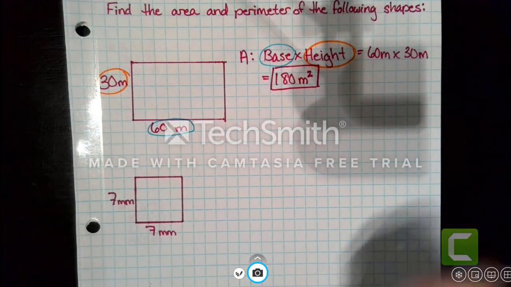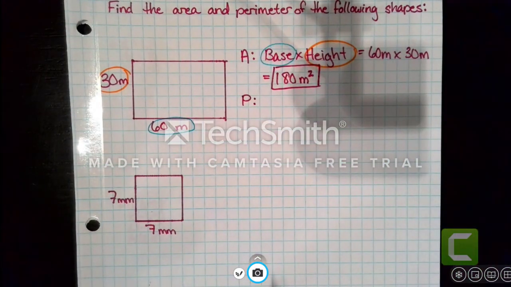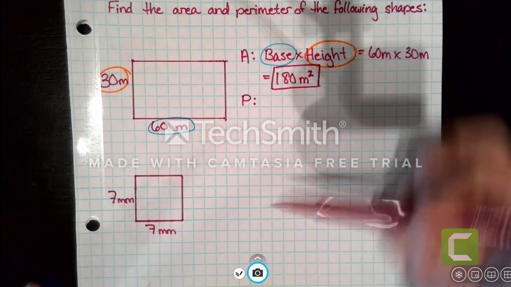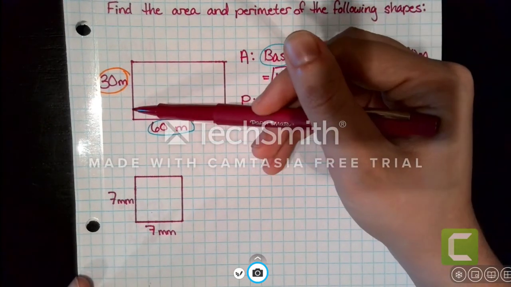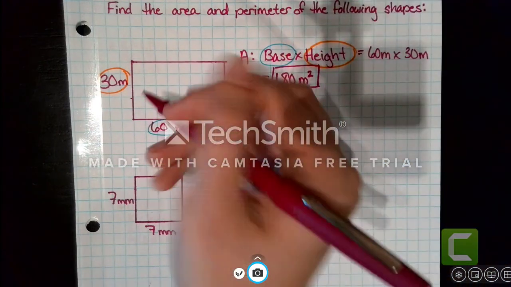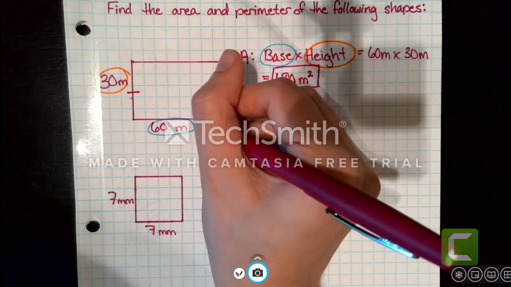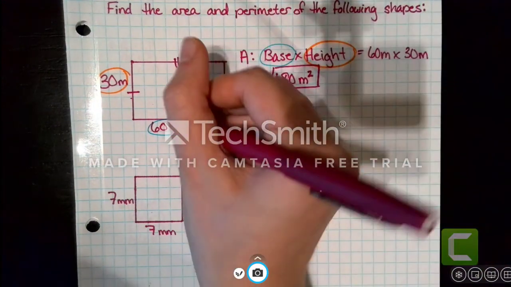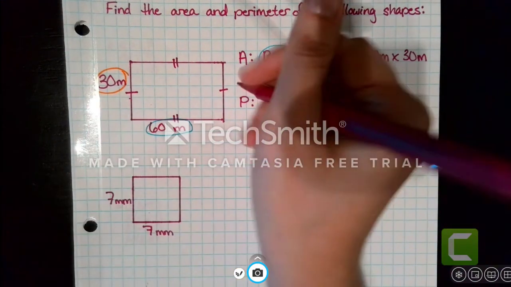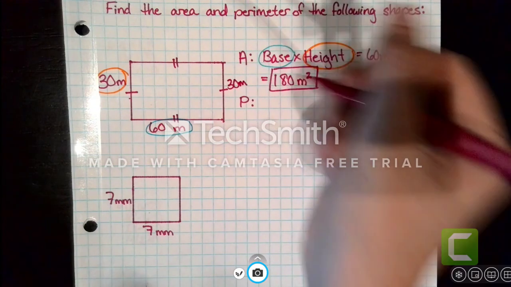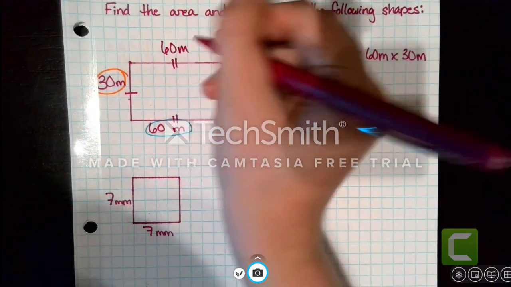Now for the perimeter, we're not told that every side here is equal, but if you want to check my graph, you can see that each side is equal based on these squares on each side. So I could say the left is congruent to my right, and I can say that my top is congruent to my bottom. So since my left is 30, my right is 30. And since my bottom is 60, my top is 60 as well.